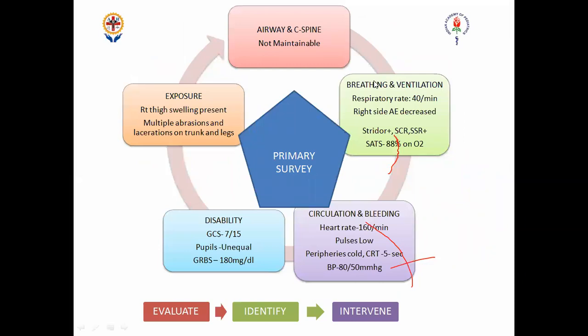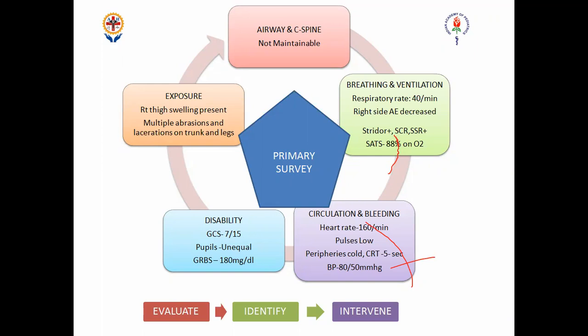So for this child, we'll quickly move on to the primary survey. This child's airway is not maintainable. Breathing and ventilation wise, the child had tachypnea, with decreased air entry on the right side. Even with oxygen, SpO2 is 88% only. Coming to circulation, his heart rate was 160, a 14-year-old child. Pulses are low, peripheries are cold, prolonged CRT, BP is low. Disability wise, GCS was 7/15, pupils are unequal, GRBS is okay. Exposure wise, right thigh swelling is there and multiple abrasions and lacerations are there.